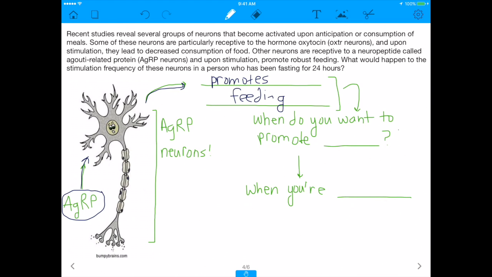So now, let me ask you a question. When do you want to promote feeding? Let's say you were this neuron. When would you want to be activated? Believe it or not, you want to be activated when you're hungry, right? Let's say you've been starving for ages, then there's going to be a ton of AgRP that's going to bind, and when it binds, it's going to want you to eat so bad that you're going to eat your heart out, and that's when these neurons will be activated, right?